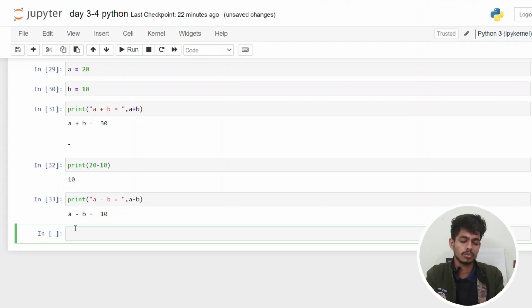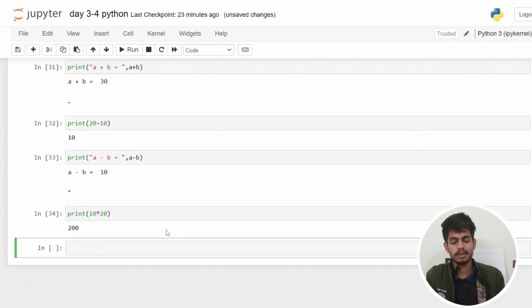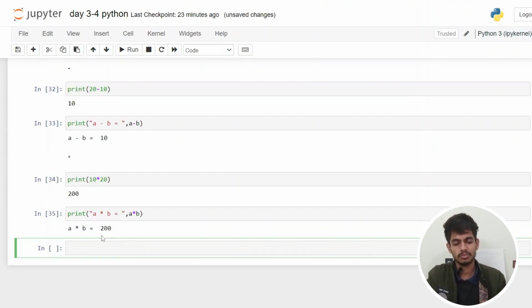After this we discuss the multiplication operator. We mark down this particular instruction. After this we write print 10 multiplied by 20, so we get 200. This is also written in the form of a multiply b is equal to, passing a multiplied by b, so we have 200.